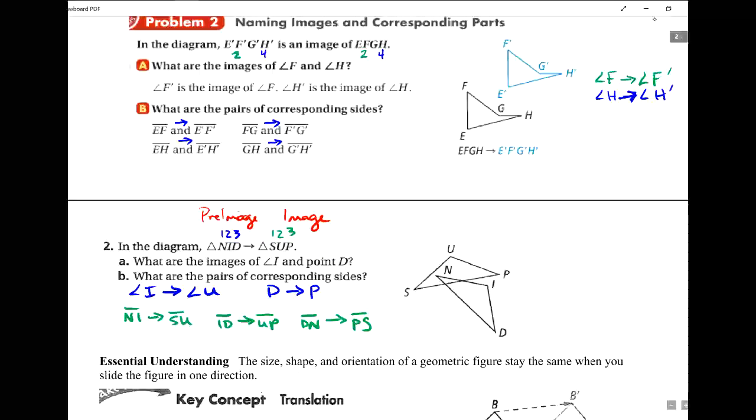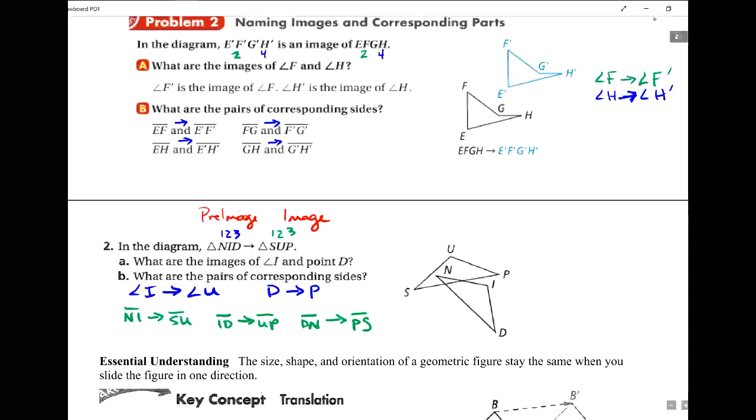So we're asked, what are the images of angle I and point D? Angle I is in position 2, maps to angle U, which is in position 2. Point D is in position 3, it maps to point P, which is in position 3.